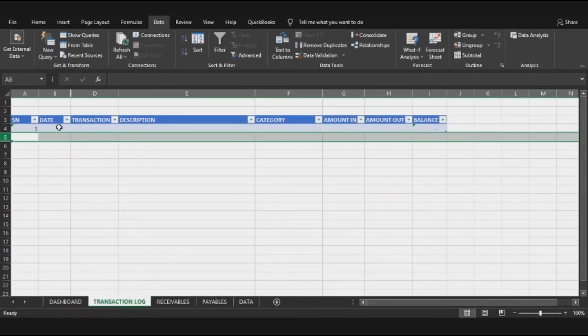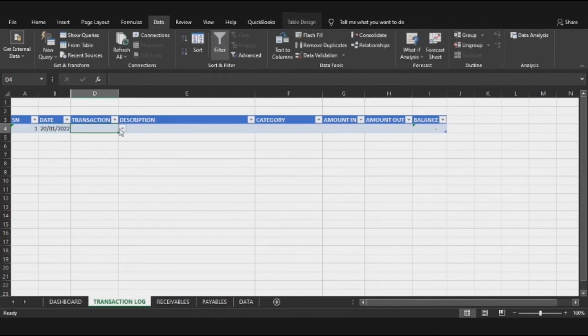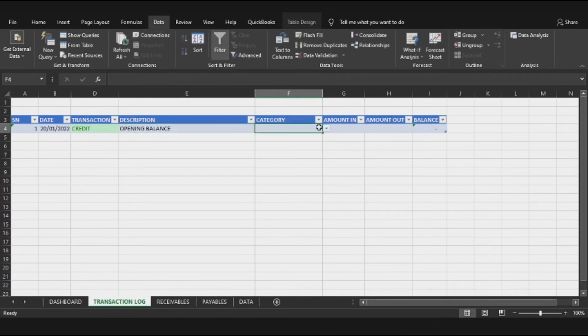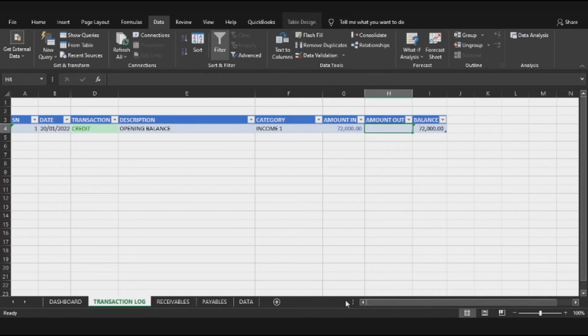And on the transaction log, this is where you'll be required to fill in everything that you do. So for today, it's the 20th January 2022. And the first thing that I'll do is first say how much I have, and I'll put it as a credit. So credit is the money coming in, while debit is the money going out of this account. So I'll credit this, and I'll write here as a description the opening balance. I'll select a category, and I think I'll just put it as an income one. And the amount, I just looked at everything that I have here, and I found that as of today I have, let's say, 72,000 with me. So automatically the balance will be calculated.